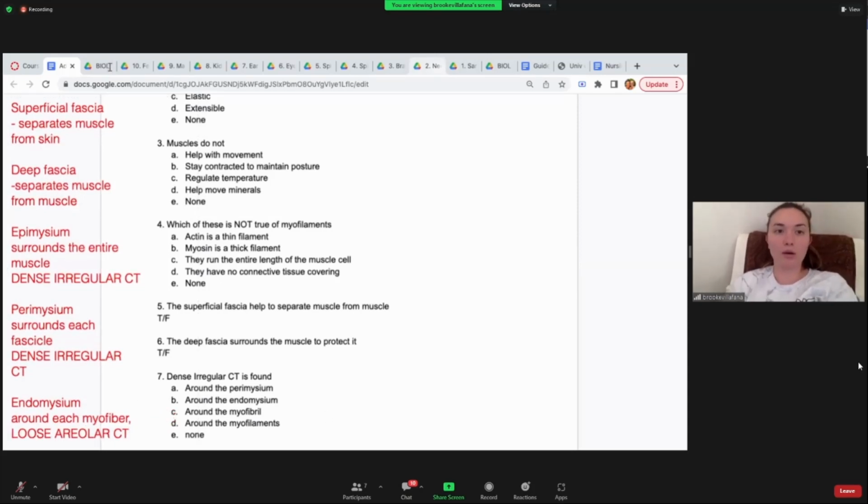I would, again, with 170 questions, you kind of want to make sure you're touching on everything. This is pretty easy to ask you questions on. So obviously, question 6, is this true or false? So let's just go through them just to make sure you guys get it. 6, true or false? The deep fascia surrounds the muscle to protect it.